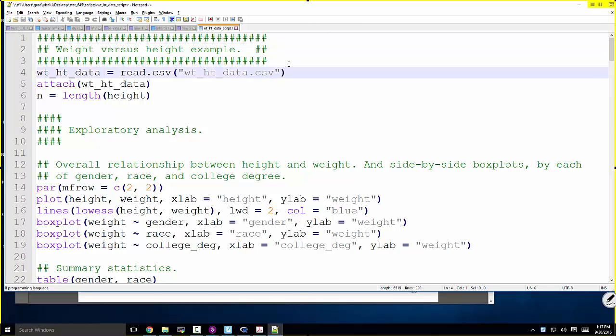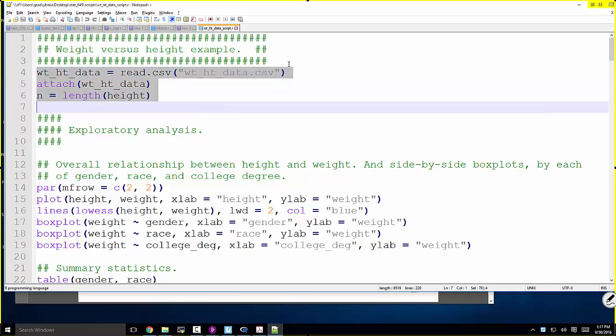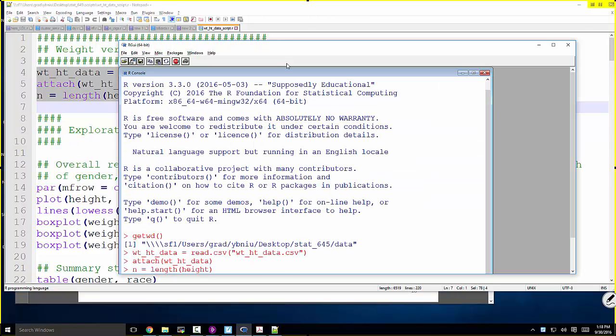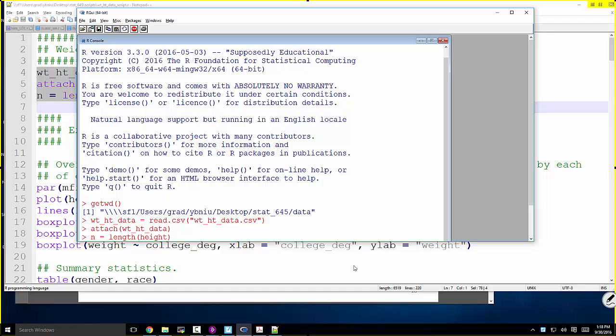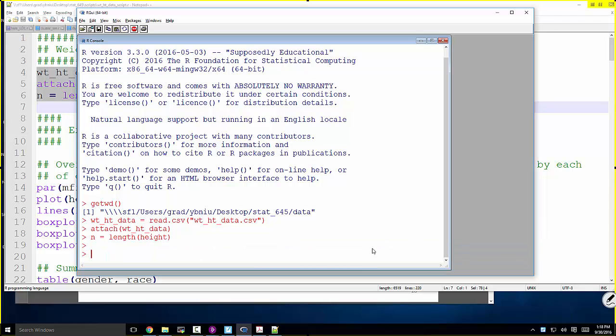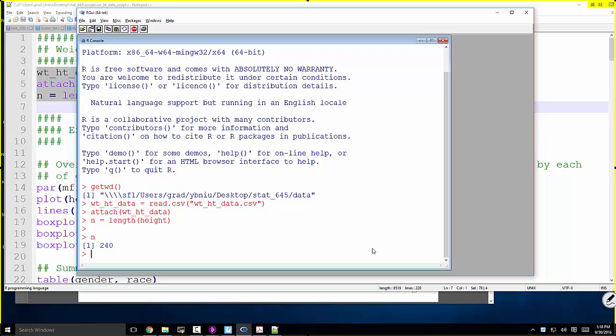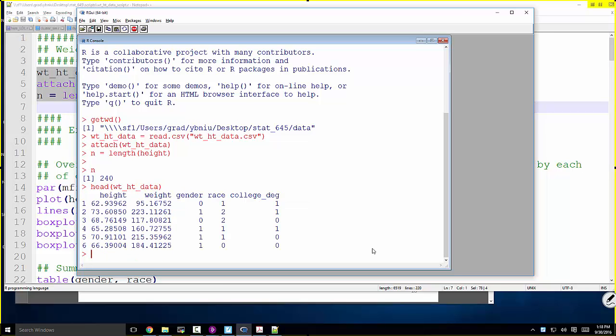So these are, I don't think we've actually looked at these yet, but they're just made up data on weights and heights, and we can play with regression with them. So let's read these in. We have 240 individuals. Here's the first few rows: height, weight, gender, race, and a totally irrelevant variable, college degree.